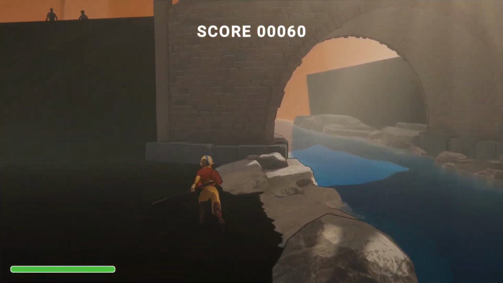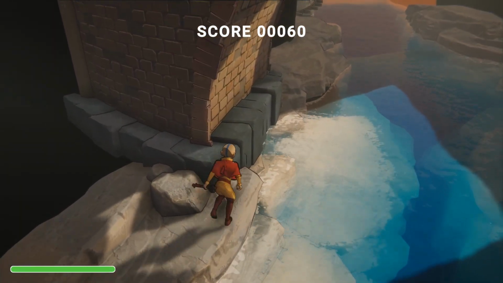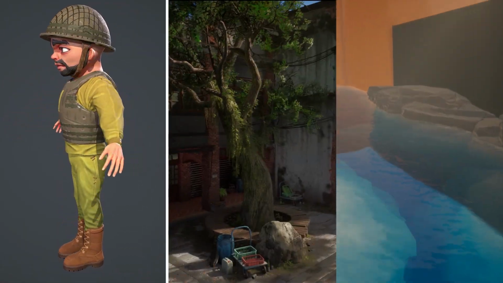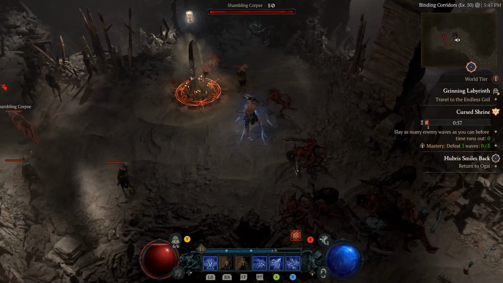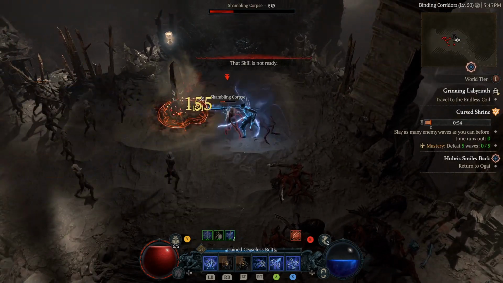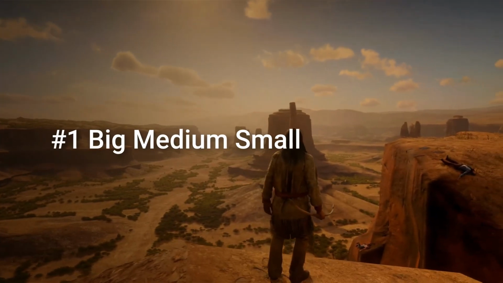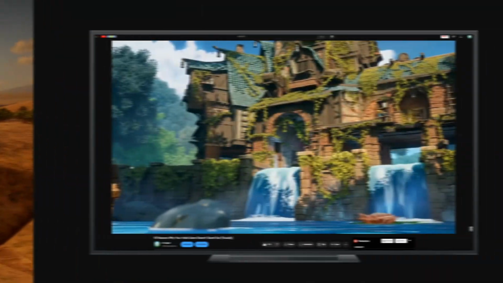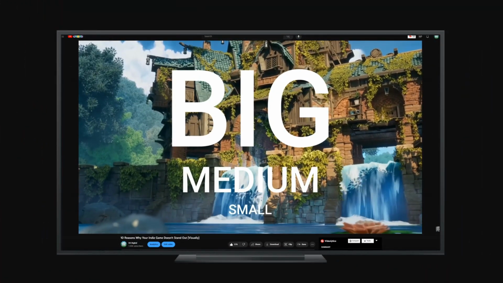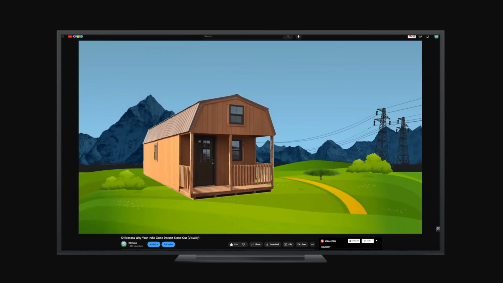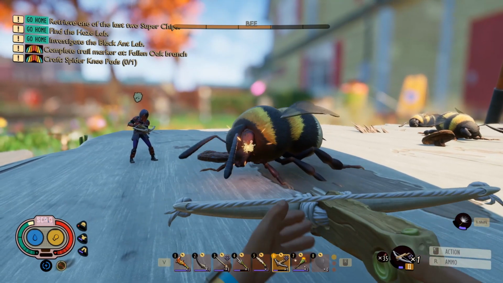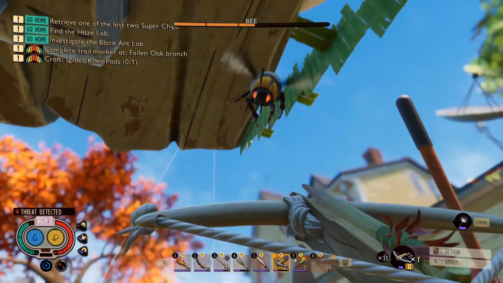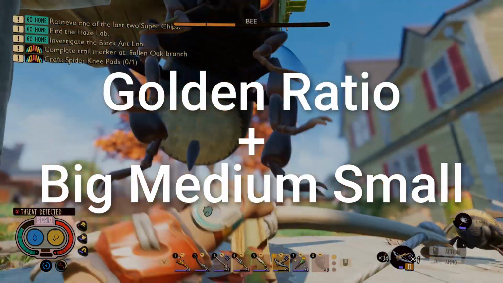Keep in mind all these techniques can apply to other visual aspects of game art as well, such as character design, level design, and visual effects. Rhythm and flow is something that takes time and patience to master, but once you get the hang of it, this is one of the most efficient ways to make your game look and feel professional. Number 1, using big, medium, and small. I've explained in my last video how big, medium, and small can help provide a better sense of scale that feels realistic and relatable to your players. If you haven't seen it, be sure to check it out after this video. Here, I'm gonna dive a little deeper into how you can create more visually aesthetic results by integrating golden ratio into the concept of big, medium, and small.